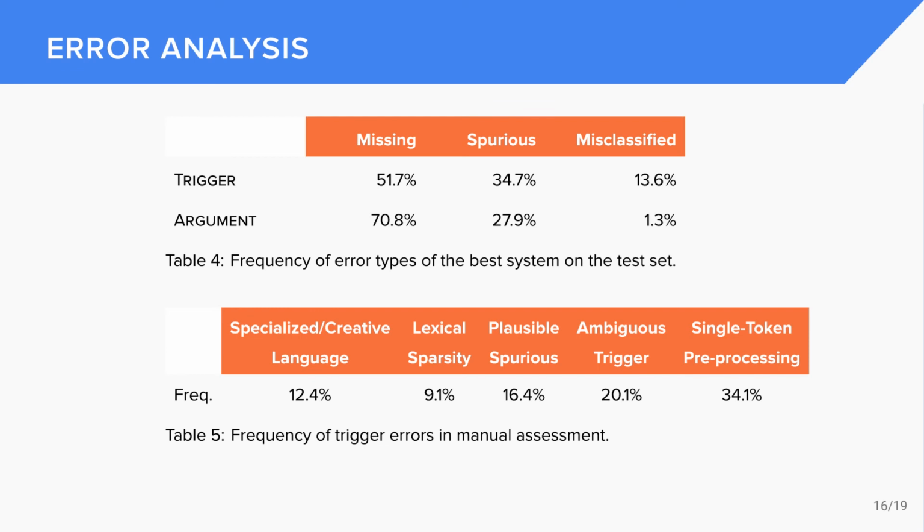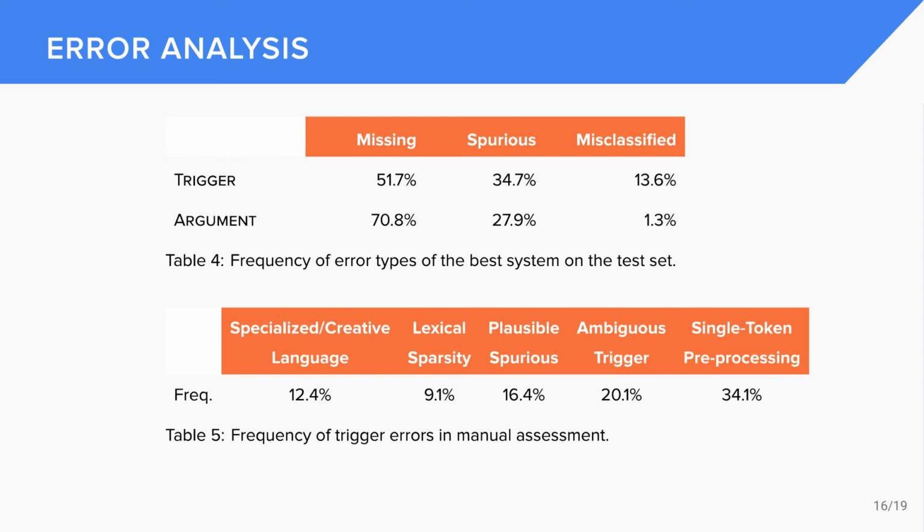We performed error analysis on the event predictions and found that the largest error class were missed events and arguments. Spurious predictions are predictions made when none are present in the ground truth, which is the second largest error type, and misclassifications of types are a smaller problem. This error type distribution is fairly typical for event extraction. We also did manual analysis of some error types, and we found that the largest problem was indeed the single token transform.